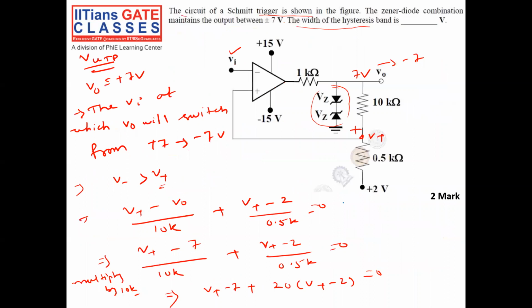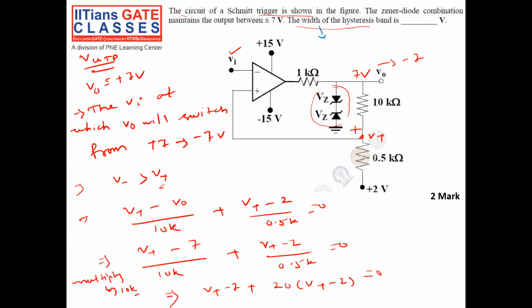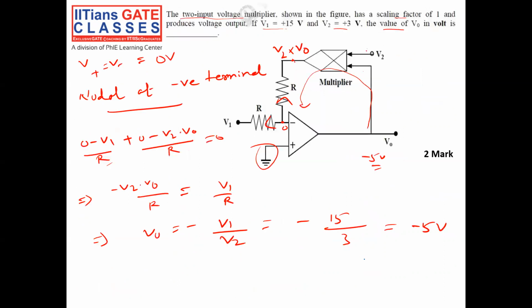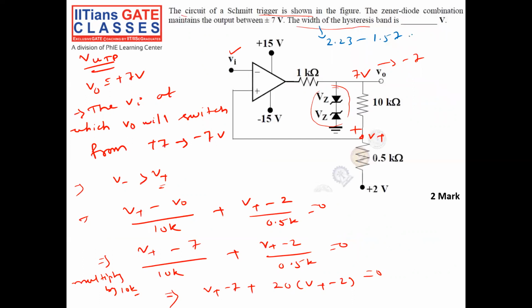So, what is asked in the question is, what is the hysteresis band? Okay, band means width. How much is the width? V_UTP minus V_LTP. V_UTP is 2.23, V_LTP is 1.57. So the width will be 2.23 minus 1.57, which is equal to 0.66. 0.66 is the answer. Okay.